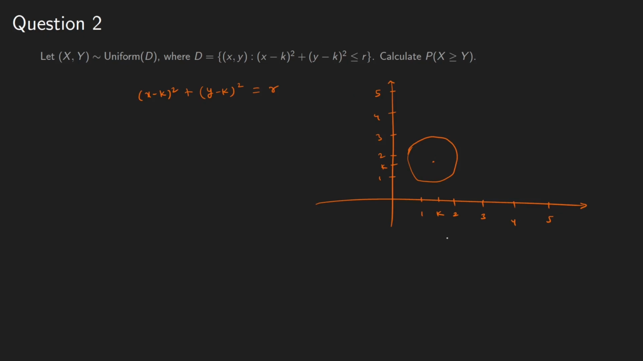Okay, so we have to find the probability that x is greater than y. What we used to do in this kind of problem is first understand what x equals y is. x equals y is clearly a line which passes through the points 1 1, 2 2, and so on.